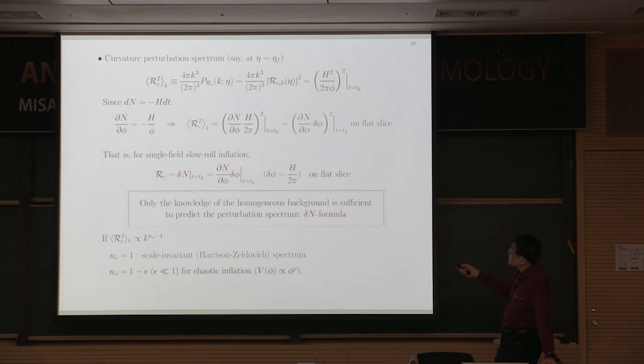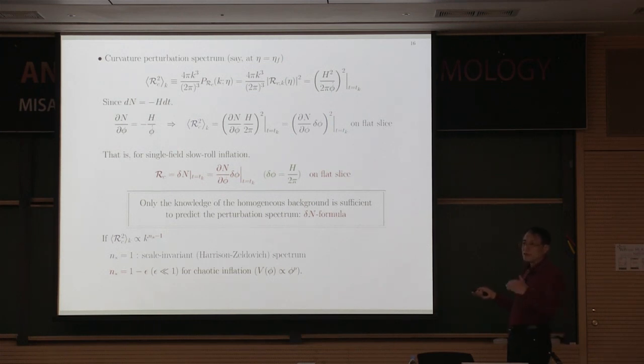And as we have just seen, this H over 2 pi actually corresponds to fluctuations in flat slicing. So you can replace this H over 2 pi with some representative fluctuation amplitude of delta phi. Then if you look at this, and if you take the square root, you find the curvature perturbation is actually the fluctuation in the number of e-folds evaluated at horizon crossing, assuming you have some fluctuation in the value of the scalar field. And this delta phi should be evaluated on the flat slice.